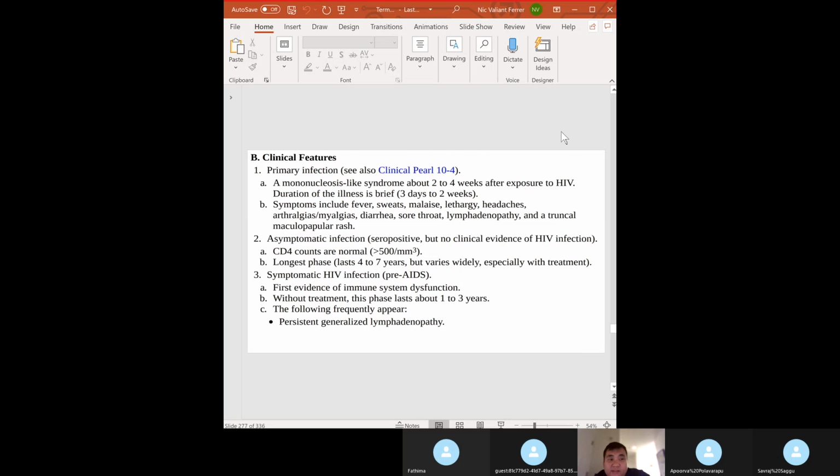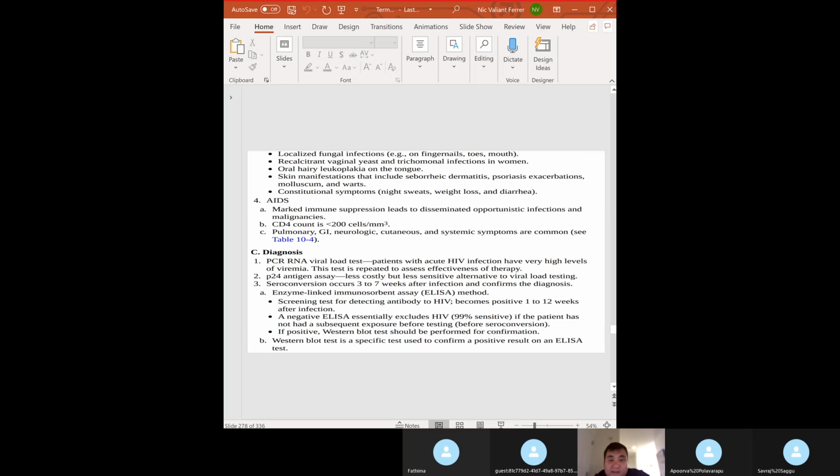What are the clinical features? You should know them. Primary infection is like constitutional B symptoms, like mononucleosis, EBV: you have fever, sweats, malaise, lethargy. Then asymptomatic infection, then you have the symptomatic HIV infection. You can read all of that. Diagnosis, high yield: PCR RNA viral load test, of course. P24 antigen, however, is less sensitive, so don't do that. Do the PCR RNA. We no longer use ELISA and Western blot.